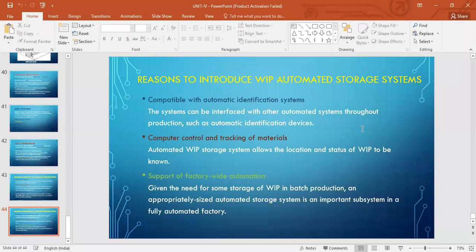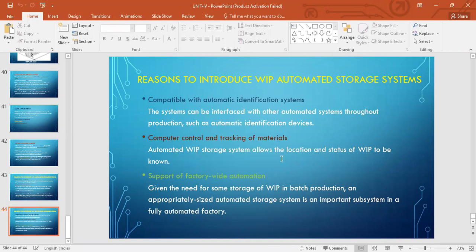So there should be an identification system, basically a barcode system, so that every product that you're placing in the rack should be identified by the system, so that it can store the data that so and so product is there. So as and when the system requests it, as per the production schedule, you will get it from that particular rack. So there has to be an automatic identification system also.